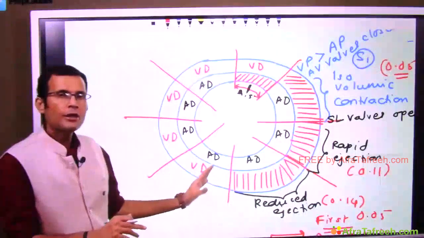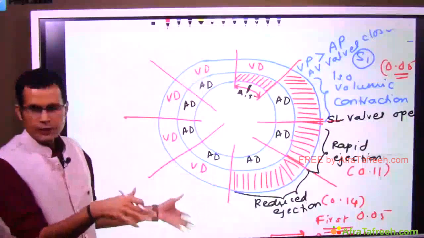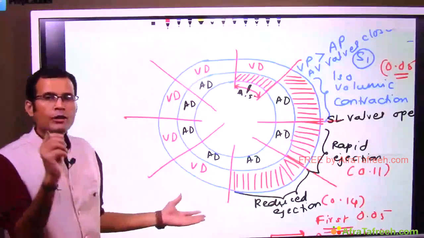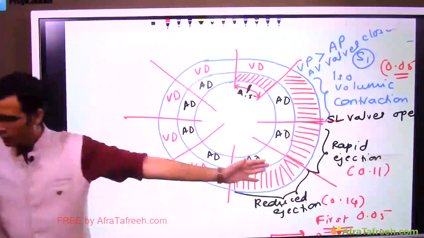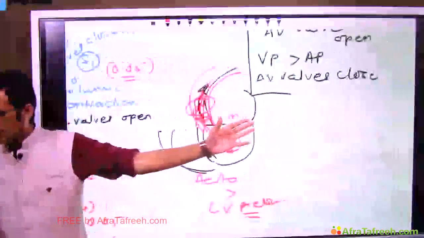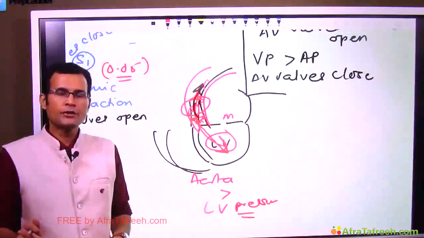Before I tell you the ventricular diastole and we start looking at it, I just need to add one little point related to the ventricular systole. I'm just going back. I told you, I'm going to tell you two new types of contractions.